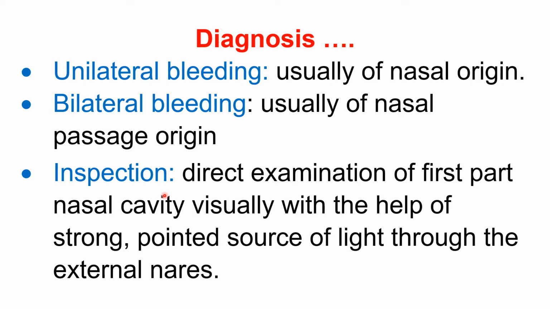Inspection is a very important part to determine the origin or location of bleeding. The clinician can examine the nasal cavity directly, but directly he can examine only the first part of the nasal cavity. For better visualization, he can examine the nasal cavity with the help of a strong pointed source of light, and he can examine the nasal mucous membrane, nasal cavities, and nasal passages.